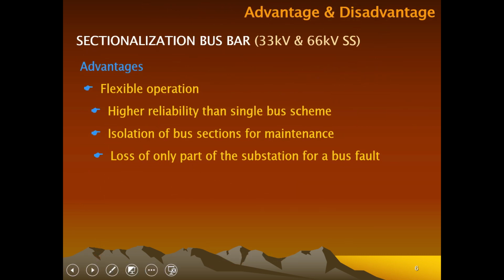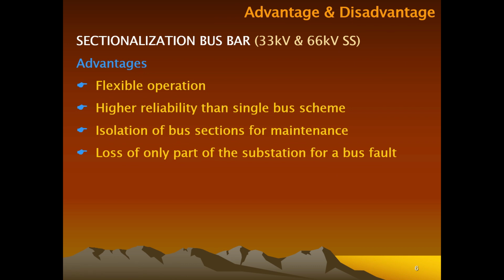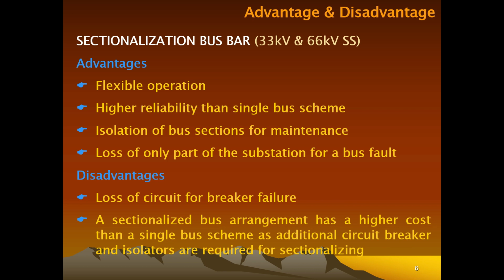The advantages are, first, flexible operation, because now you can have the loss of only one portion of the substation instead of the entire substation. High reliability than the single bus bar scheme. Isolation of bus section for maintenance. Loss of only part of the substation for a bus fault. The disadvantages are, if you are taking any circuit breaker for maintenance, for a scheduled outage, in that case also there is a disruption in power flow on that particular feeder. Second thing, a sectionalized busbar arrangement has a higher cost because now you have one additional breaker and two isolators, so that will add to the total cost of your busbar scheme.